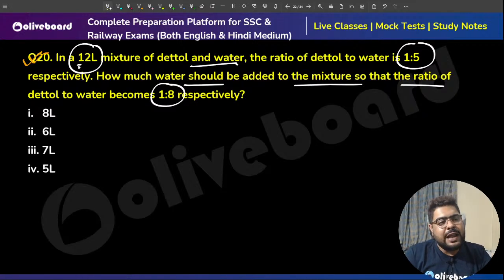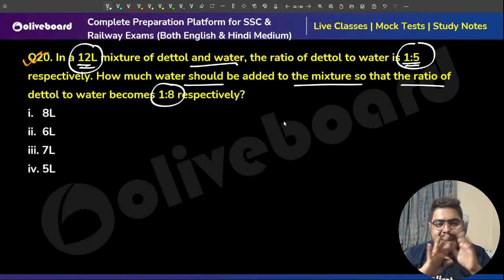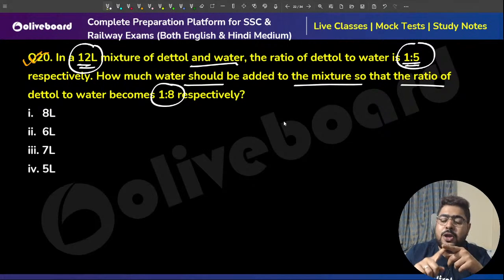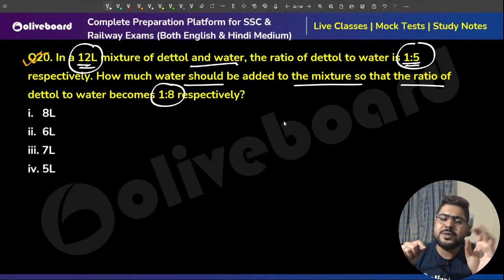Sir, a 12 liter mixture of Dettol and water, this is 1:5. Sir, there are 2 ways to go about this. One is using alligation. That is the best way, honestly. Another way, always remember, whatever is constant, you can make your equation around that. That also is a good way.